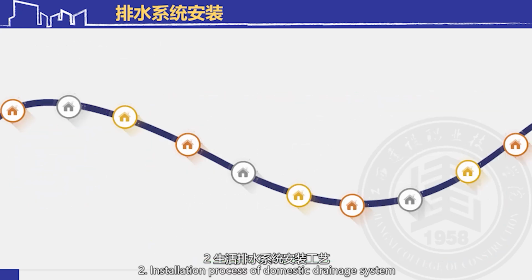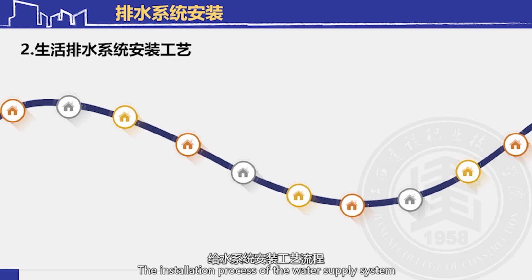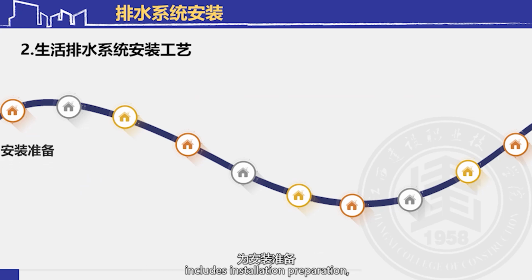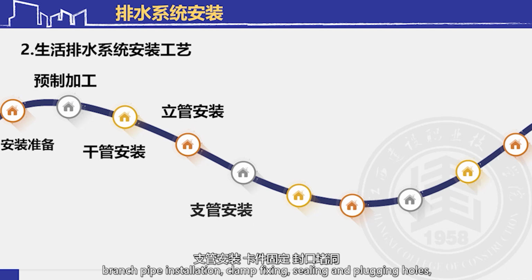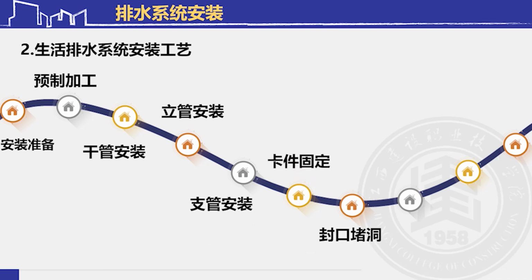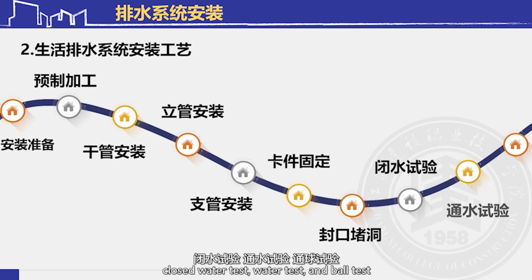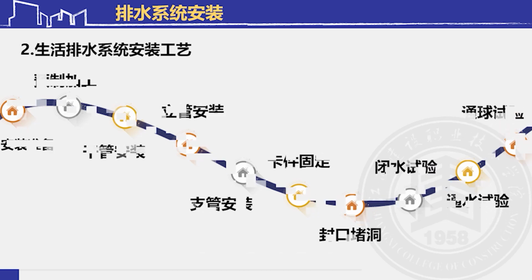Second, installation process of domestic drainage system. The installation process of the water supply system includes installation preparation, prefabrication, main pipe installation, riser installation, branch pipe installation, clamp fixing, sealing, and plugging holes, closed water test, and ball test.